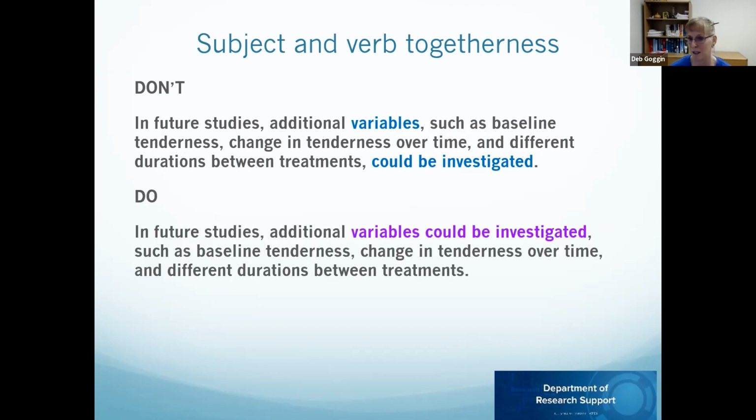So to fix this is a simple example. You just put your subject and verb together. This way the reader can immediately see why you think these additional variables are important for future studies, and then they can really focus on what other variables or outcomes you think need to be studied in those future studies.